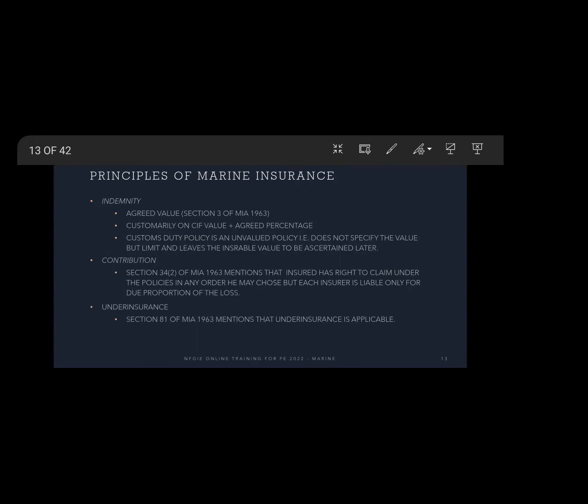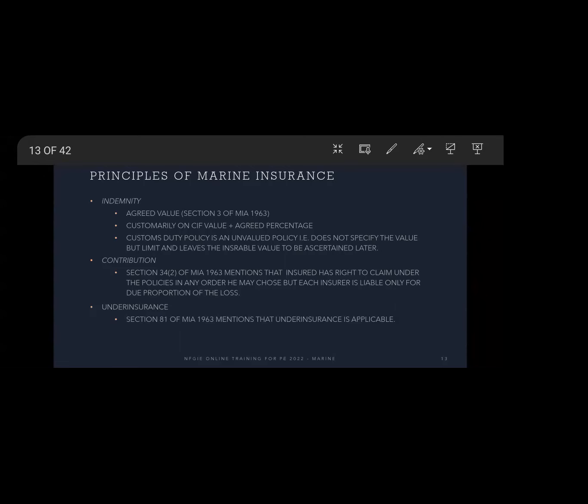With regard to indemnity, as mentioned earlier, marine insurance policies normally can be on valued or unvalued basis. However, marine cargo insurance is almost always, there are some exceptions, but almost always on agreed value basis. What we mean by agreed value basis is the insurer and the insured will agree on the value of the consignment or the goods prior to the issuance of the policy. And once it is agreed, that will be the basis for all partial and total loss claims.